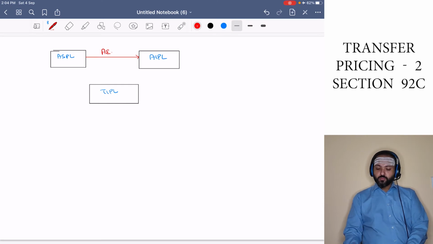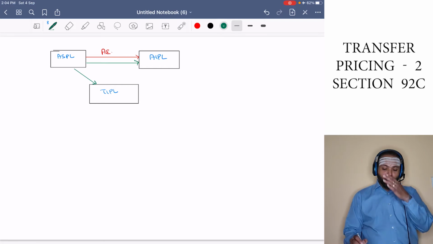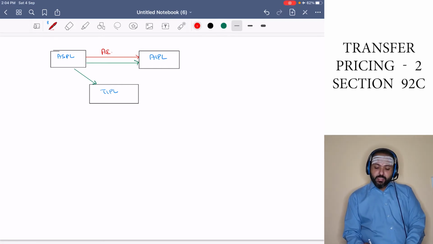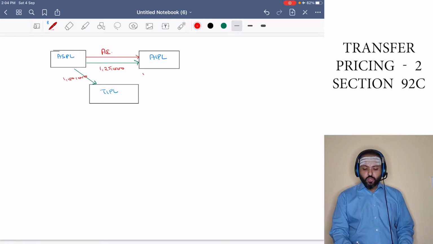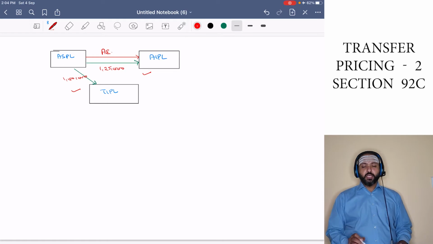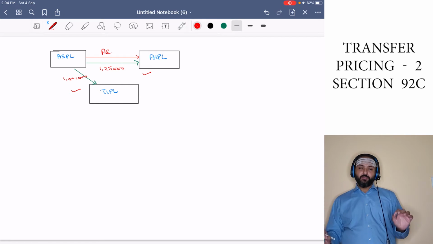Now, let us say, for example, ASPL is selling to AIPL and ASPL is selling to TIPL as well, just like our previous example. Here the sale is at 1,25,000. Here the sale is at 1 lakh. So the same product has been sold to an associated enterprise and to a third person. Therefore, the comparable uncontrolled price method can be applied.